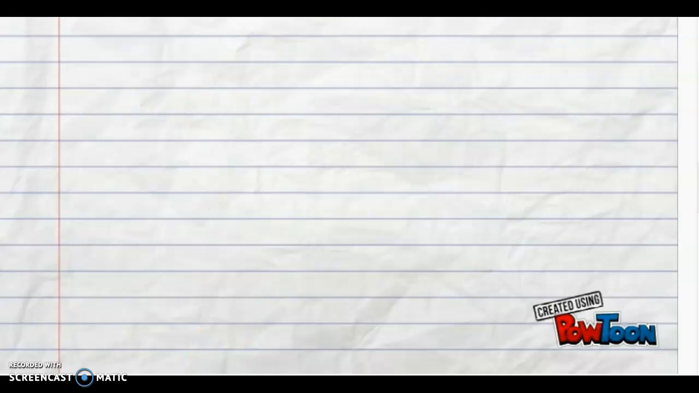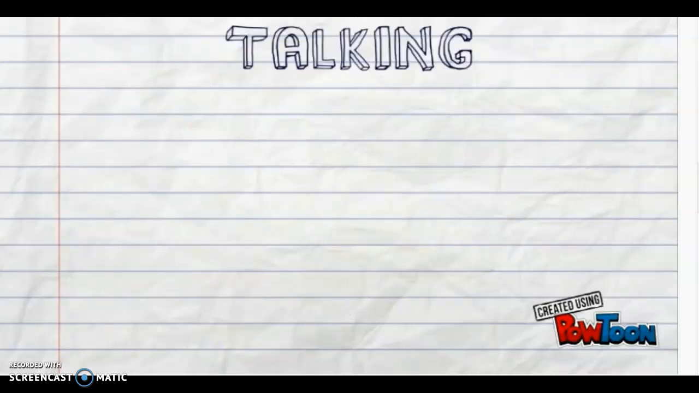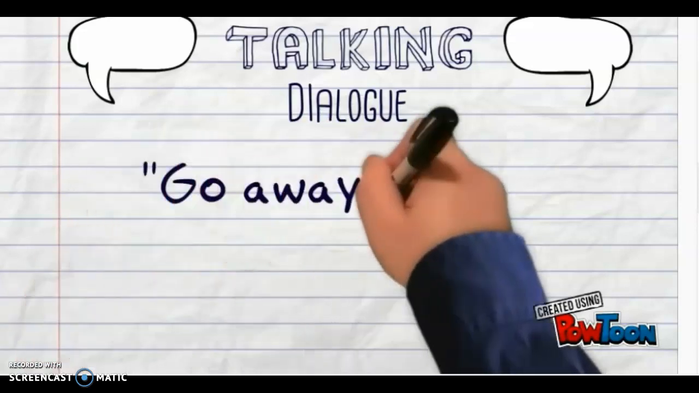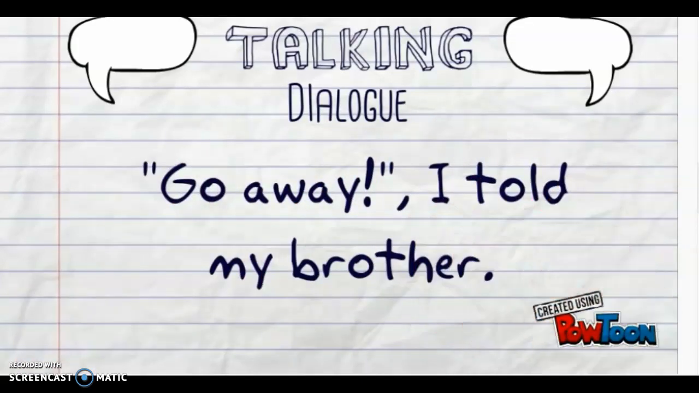Another way you could hook the reader is by starting your story with talking. This is called dialogue. For example, you could start by writing, "Go away, I told my brother." The reader would probably want to read more to find out what your brother was doing.